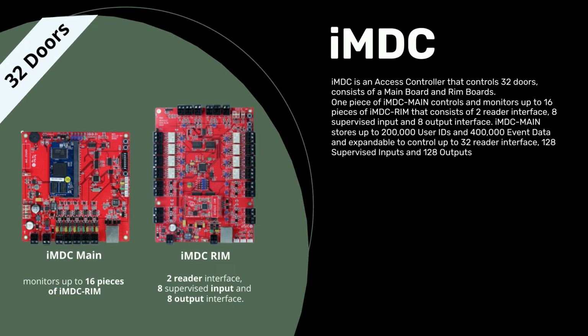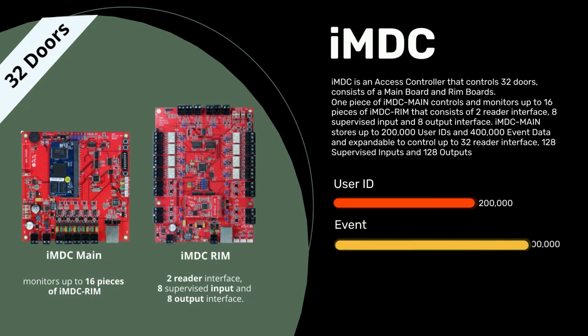iMDC-MAIN stores up to 200,000 user IDs and 400,000 event data, and expandable to control up to 32 reader interface, 128 supervised inputs and 128 outputs.